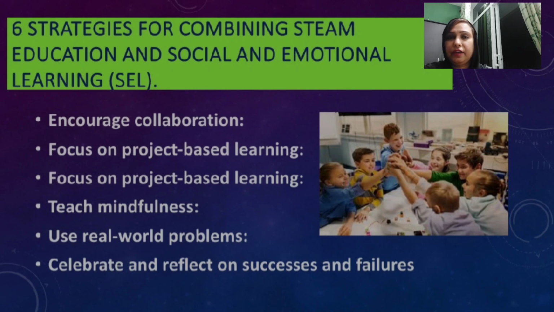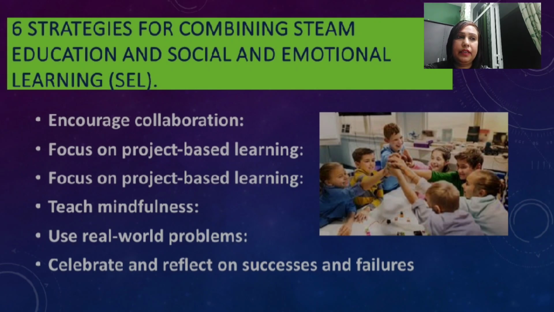Strategy number 5, you can use real-world problems. It's very effective. Using real-world problems as the basis for STEAM projects can help students develop empathy and social awareness skills. For example, a STEAM project that focuses on creating a solution to a social or environmental issue can help students learn about the impact of the issues on communities and develop a sense of responsibility to address them.